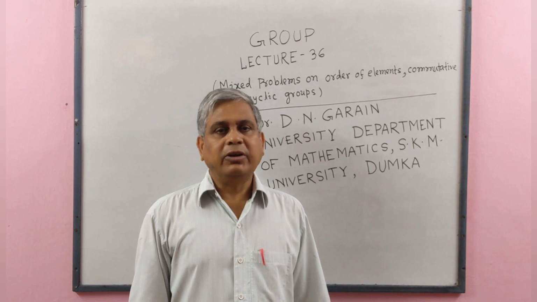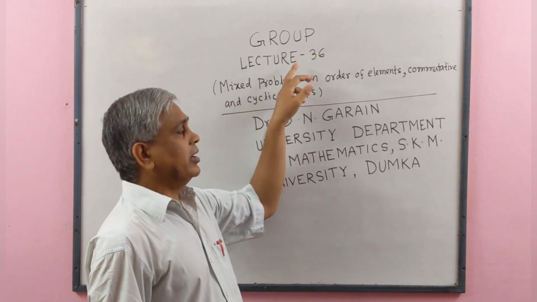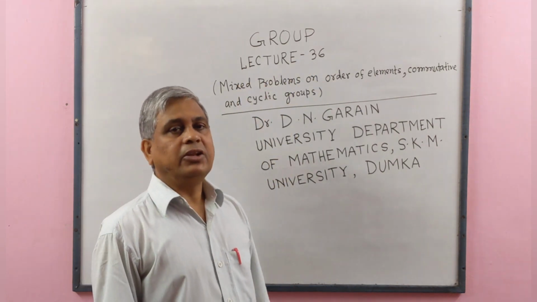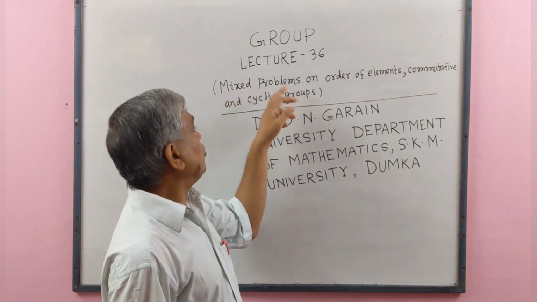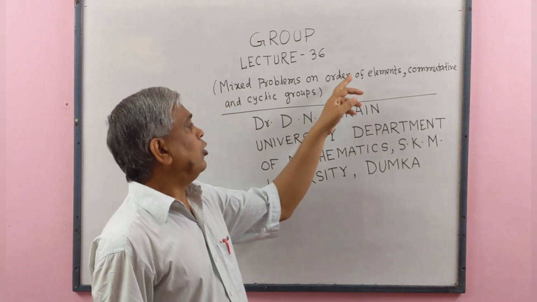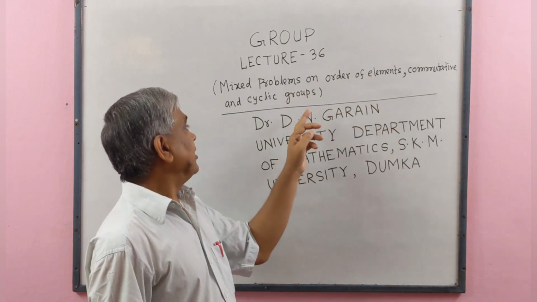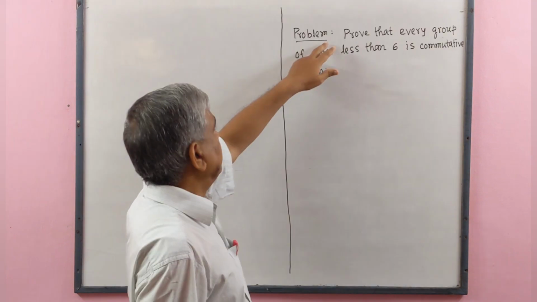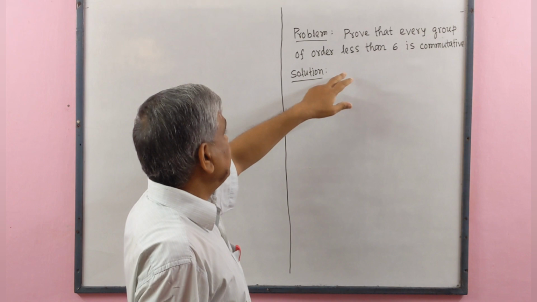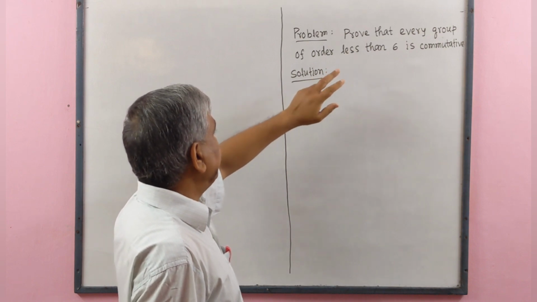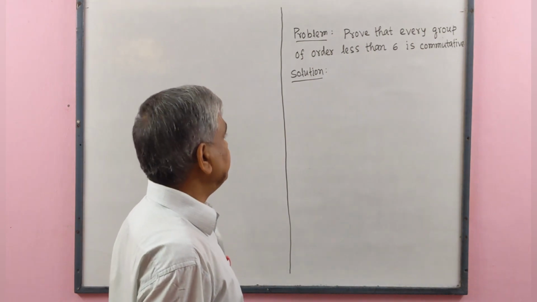Today I will deliver lecture on group, lecture number 36, in which I will discuss some mixed problems on order of elements, commutative and cyclic groups. Now we solve a problem. Problem is prove that every group of order less than 6 is commutative.